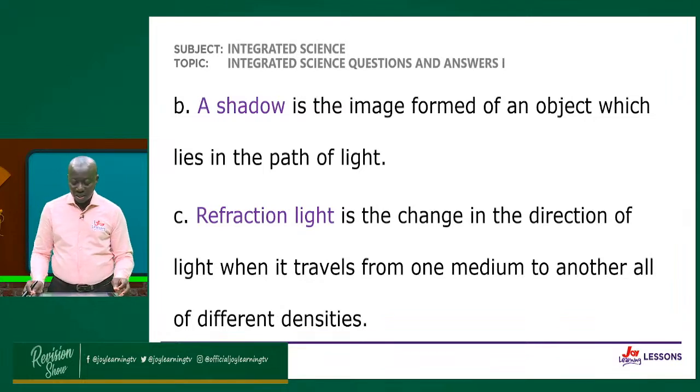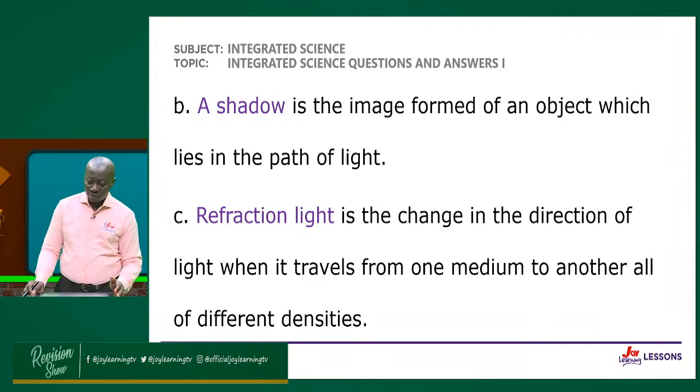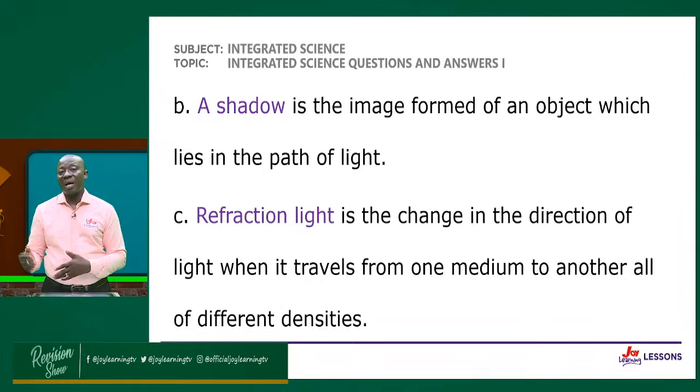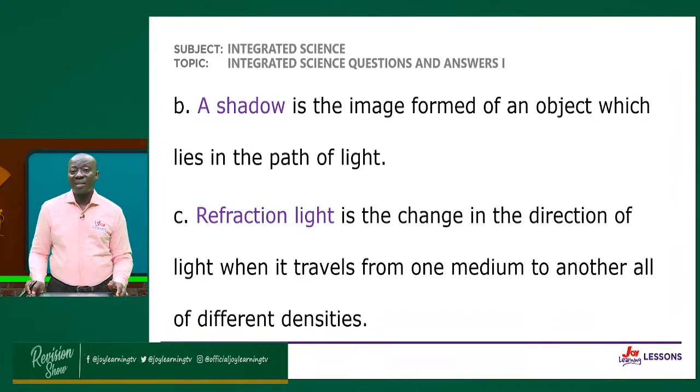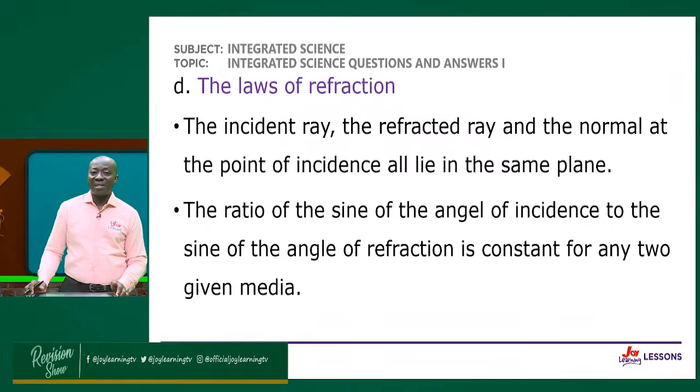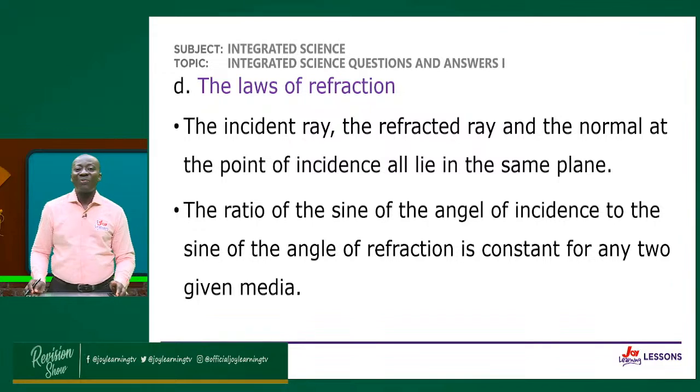Refraction of light is the change in the direction of light when it travels from one medium to another, of different density. The change in the direction of light when it travels from one medium to another, of different density. So it means that the two media must be different in terms of their characteristics, all right. So D, we are to state the laws of refraction.